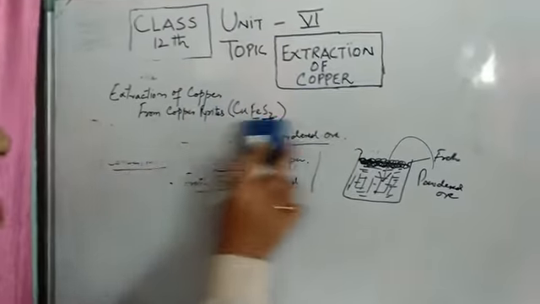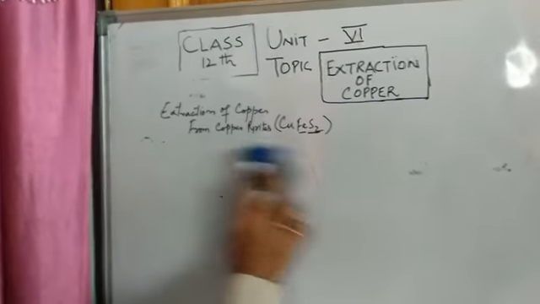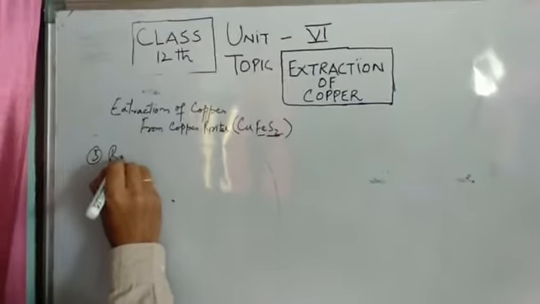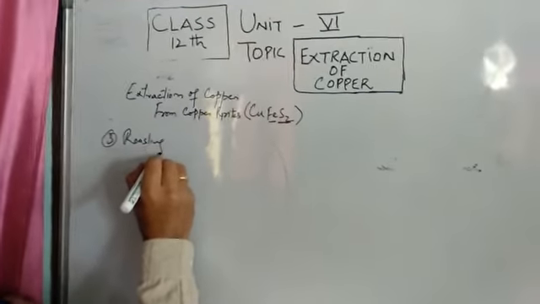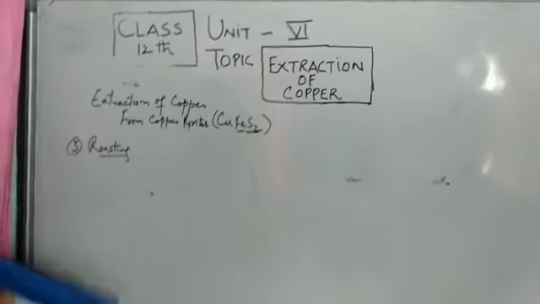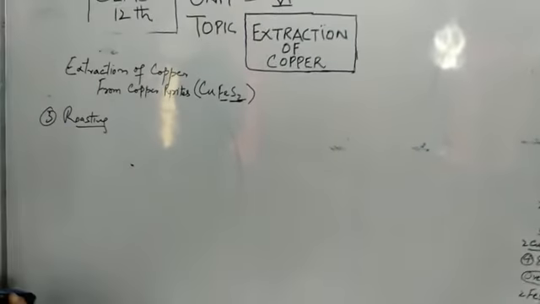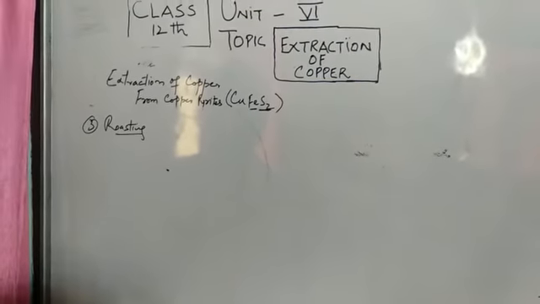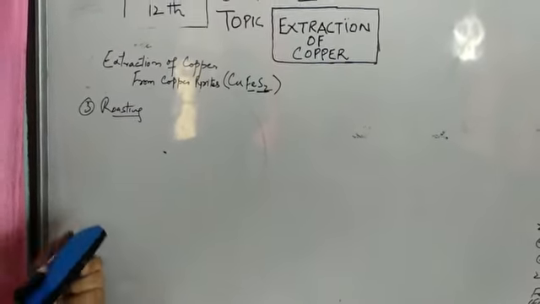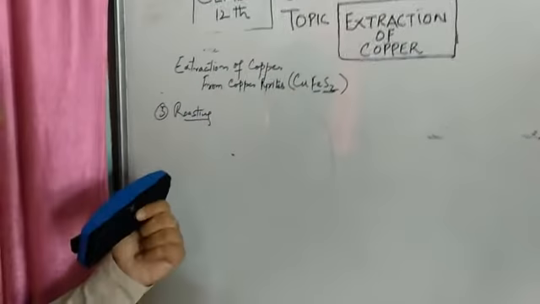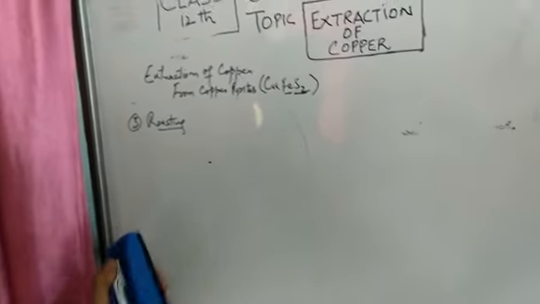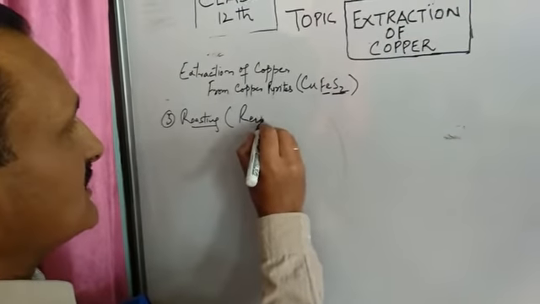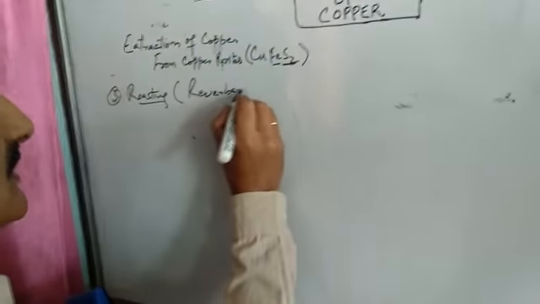Now after concentration we move to the next step, that is roasting. If you remember, roasting is a process of heating in excess of air. When we heat the concentrated ore in excess of air, the impurities get oxidized, because in this process we are roasting it, that is, heating it in excess of air. What is the function of air here? Air will oxidize the impurities. Roasting is done in a container known as a reverberatory furnace.